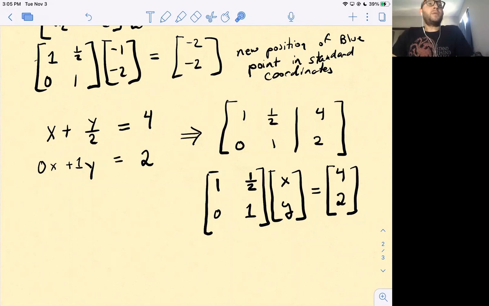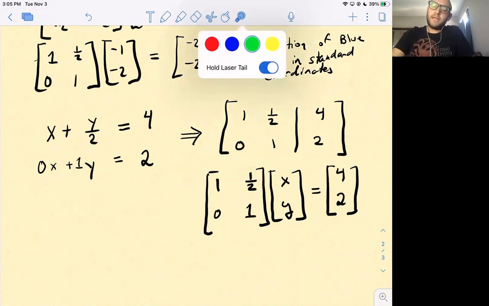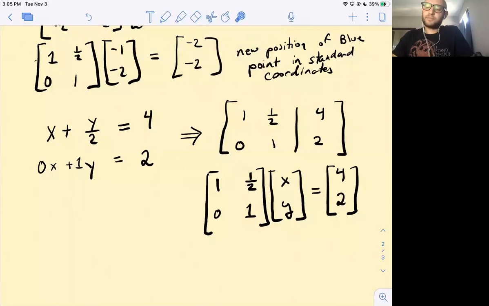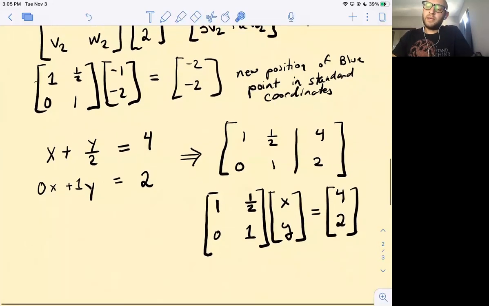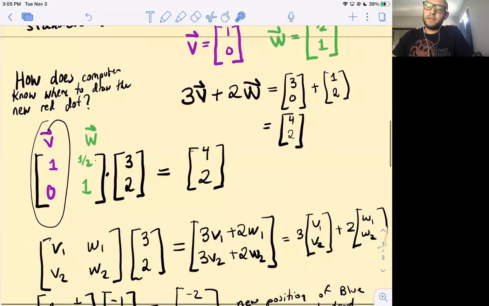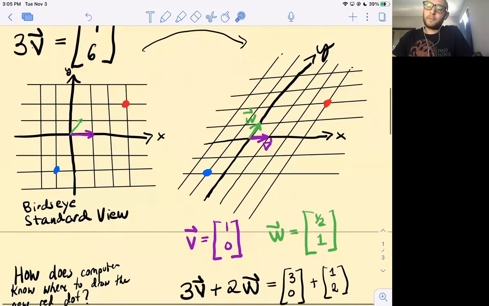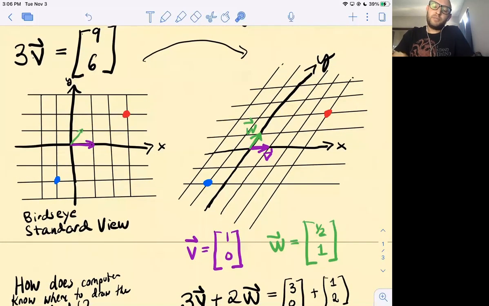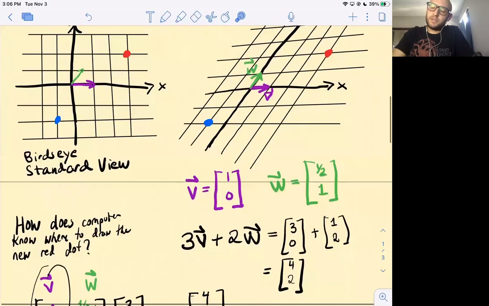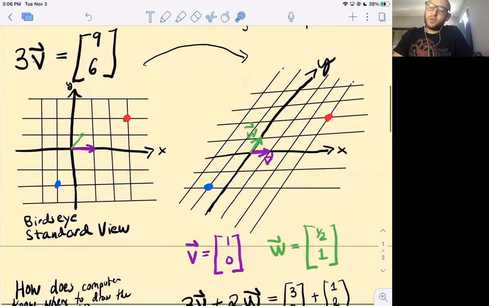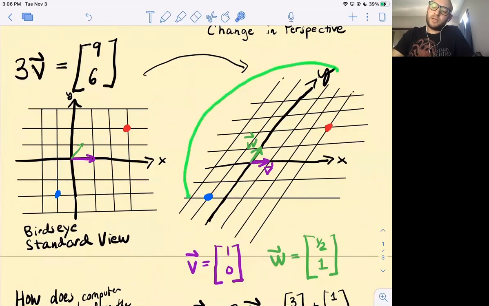Now let's think about what this represents. This is asking to go in reverse. It's saying, look at my original position grid, the computer grid, and plot the point 4, 2. This is our change in perspective, but on the computer, look at the point 4, 2. So where is that? 4, 2 is going to be over here. This is 4, 2.